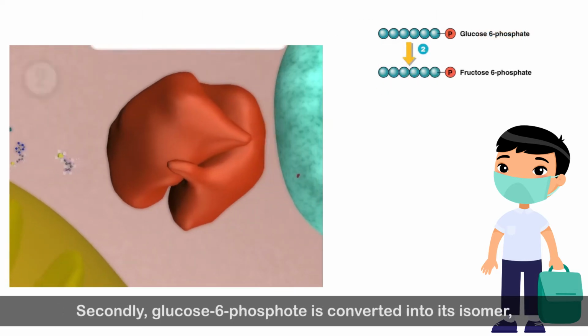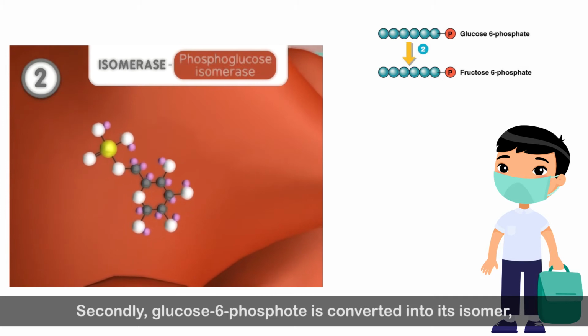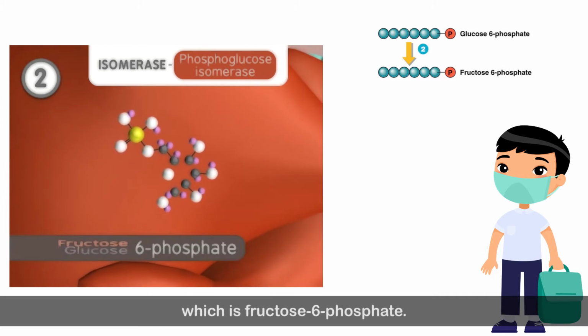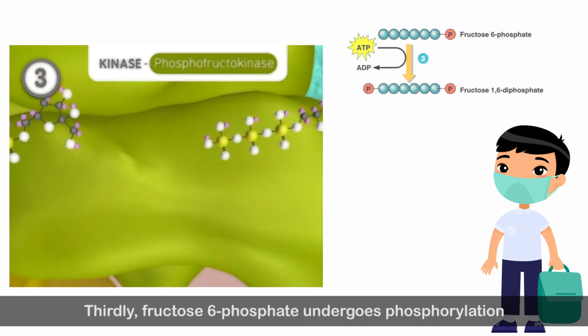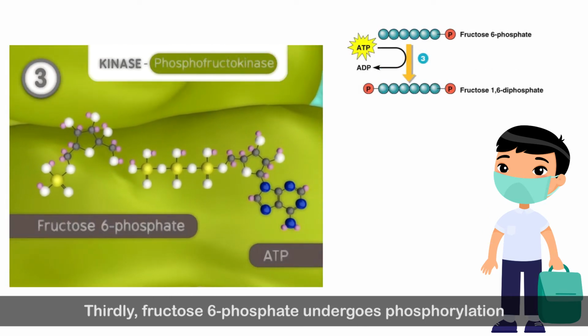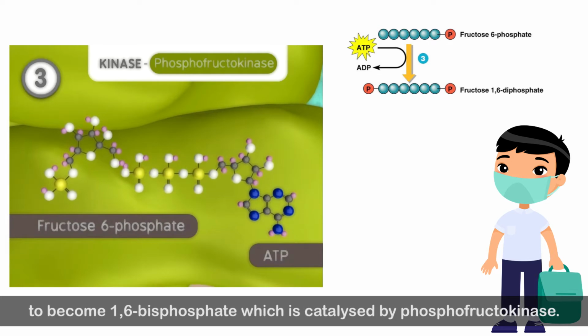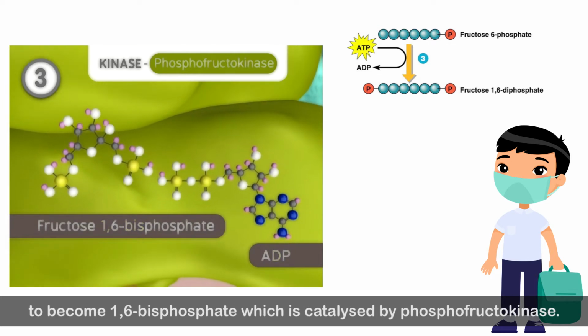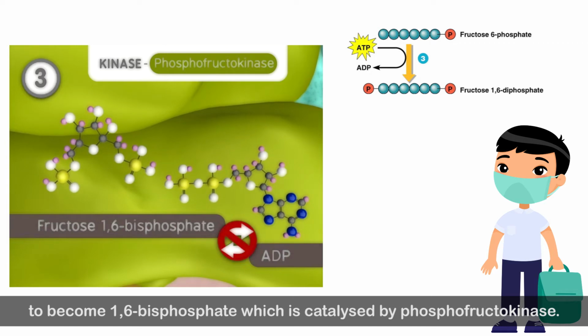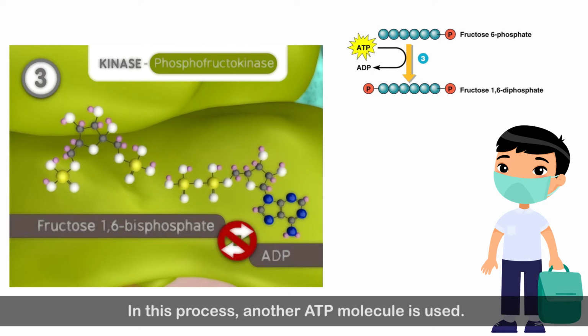Secondly, glucose 6-phosphate is converted into its isomer, which is fructose 6-phosphate. Thirdly, fructose 6-phosphate undergoes phosphorylation to become fructose 1,6-biphosphate, which is catalyzed by phosphofructokinase. In this process, another ATP molecule is used.